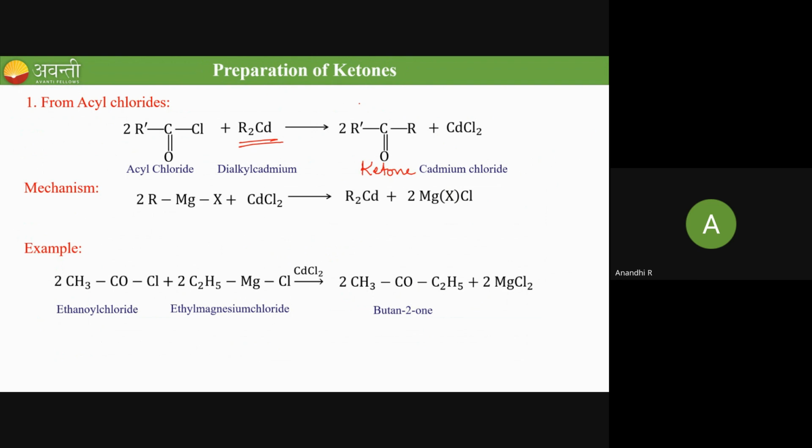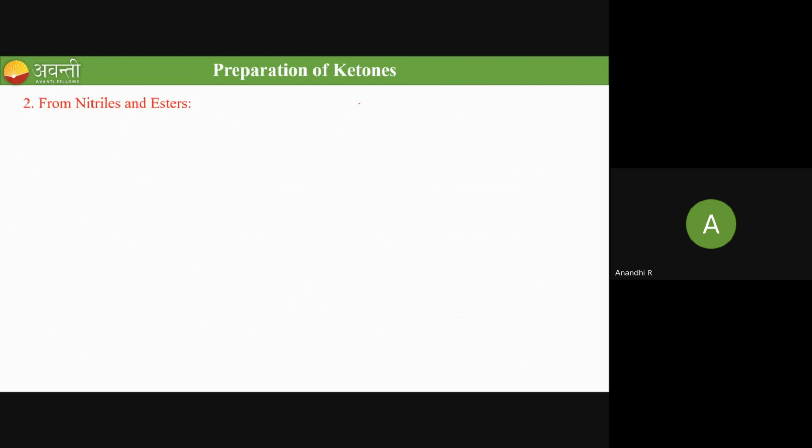So you can see the R group is CH3. 2 R groups we are having, one is CH3 and the other one is C2H5. So at the end we are having both the alkyl groups attached to it, because in the general formula we have R', C double bond O and R, right? So one is R and the other one is R', and 2 moles of this is forming. And the second preparation is from nitriles and esters.